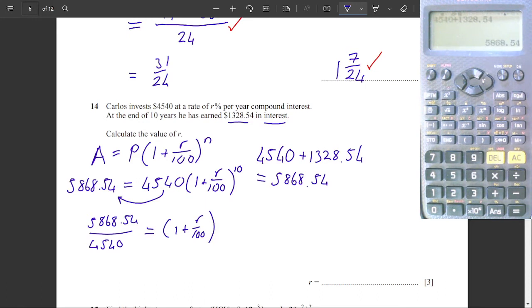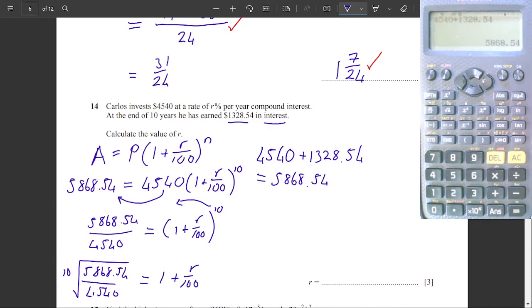Next, we can't move that 1 or anything. We need to get rid of this 10 over here, because it's keeping everything in the brackets captive. So moving that 10 to the other side will be root 10, of course. That will leave us with 1 plus R over 100.